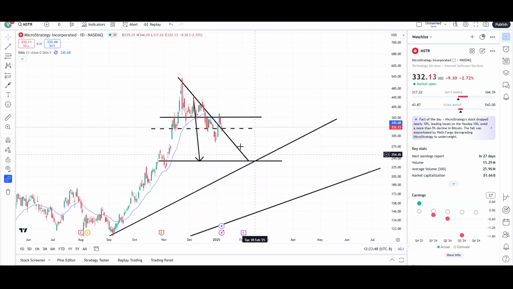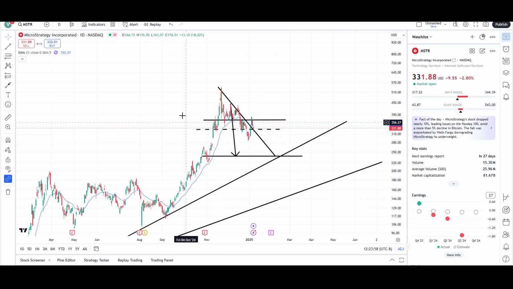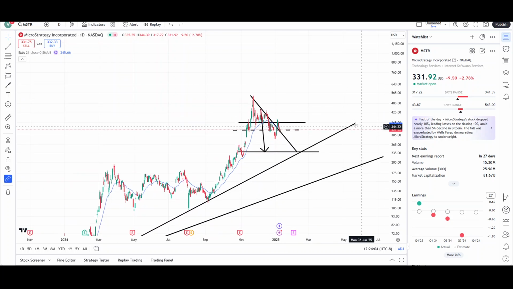So I don't think this correction is over. Again, no one knows for sure. We can definitely still rally higher, but you have to weigh your options. You have to weigh the bullish side of the story and the bear side of the story, and it looks like the bears still have the upper hand against the bulls. So that's all I see for MicroStrategy on the daily and weekly charts.